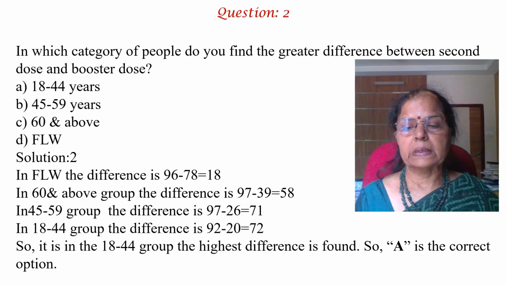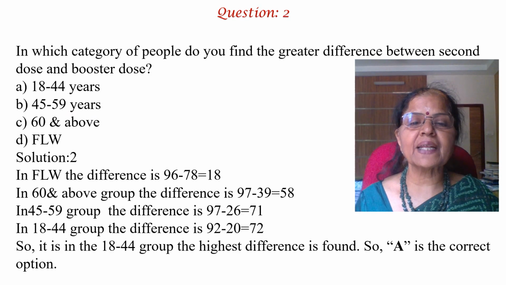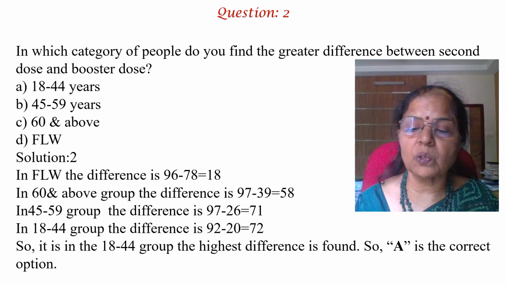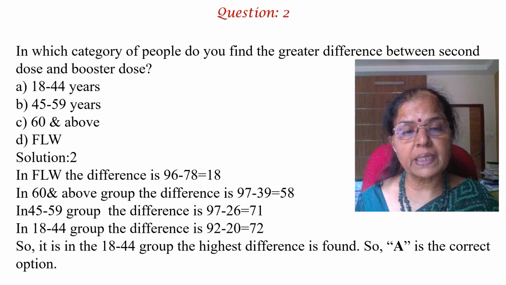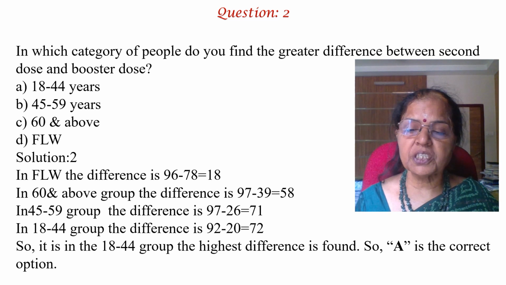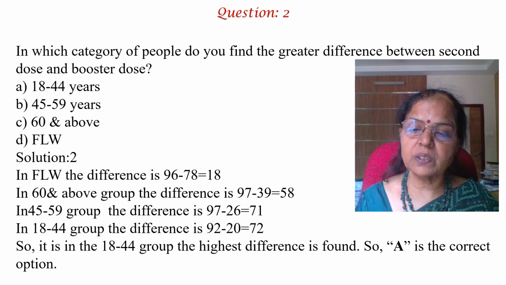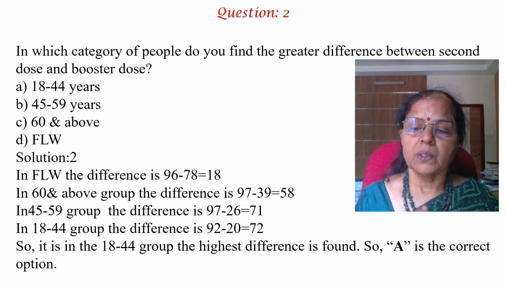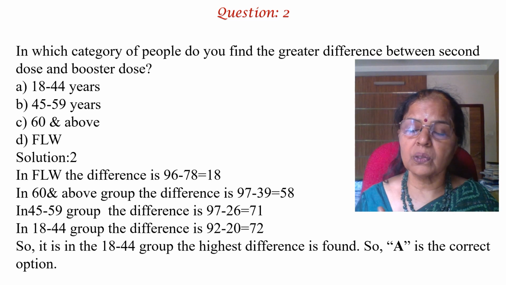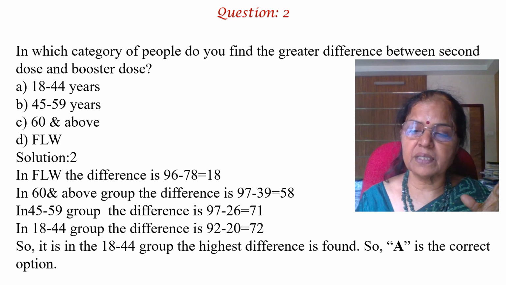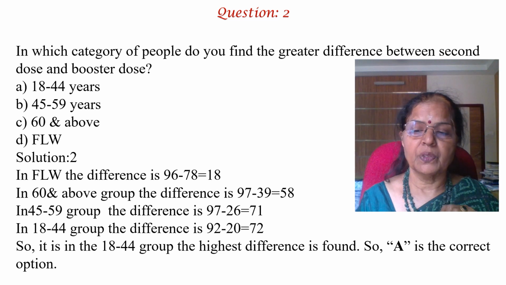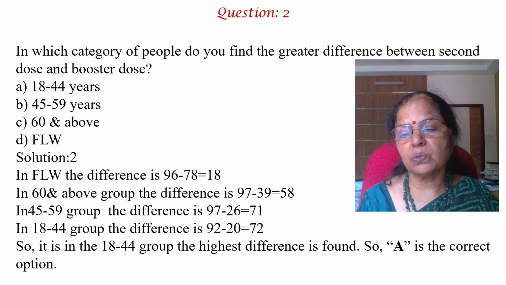The second question says, in which category of people do you find the greater difference between second dose and booster dose? As you see from the table, there is a difference between those who took the second dose and those who took the booster dose. The percentage of people who took the second dose is more in all the categories. But here the question is, where do you find the greatest difference? In which group do you see the greatest difference between those who took the second dose and those who took the booster dose?